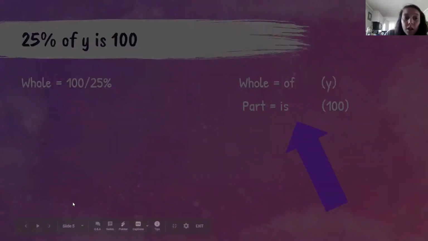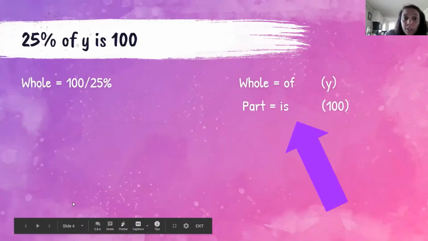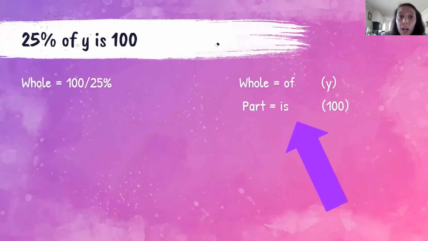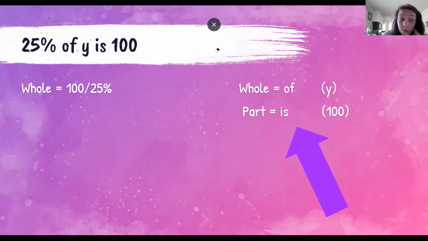So this is the slide that we are on. Okay. And it says 25% of Y is 100. So this is how the majority of the problems are going to look on your homework, or when I give you questions like this. It's not really going to be as many word problems. It will just be the 25% of Y is 100, or whatever percent of a random letter is something.